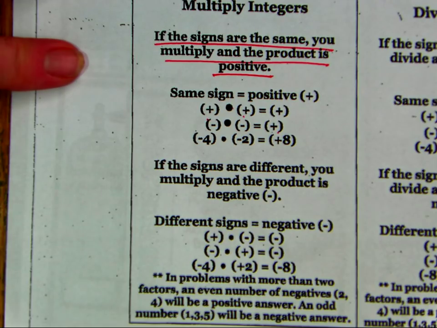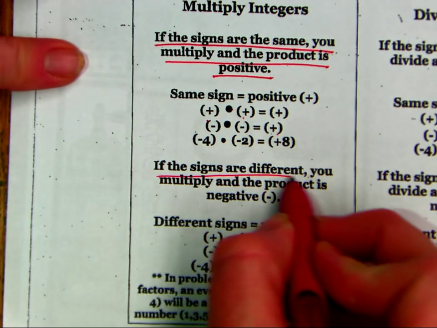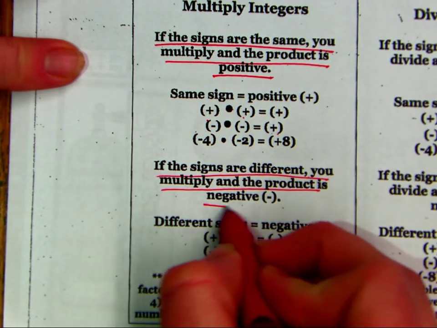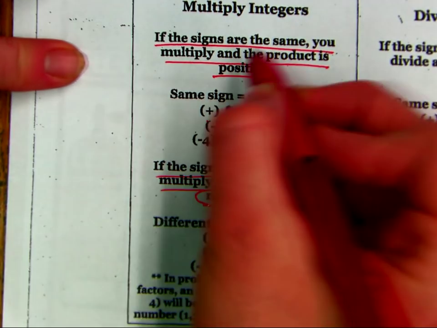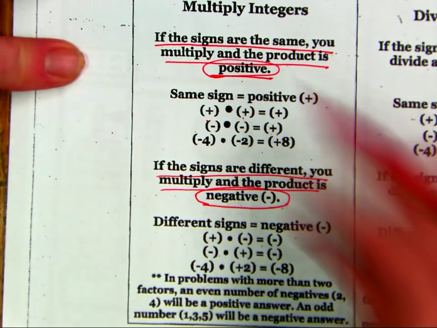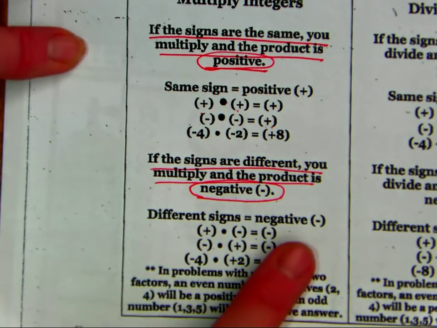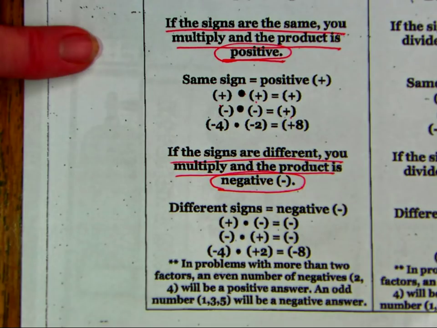Okay? But if your signs are different, if you have a negative times a positive, then your product will be a negative. So, different signs, it's a negative. Same signs, it's a positive. Okay?